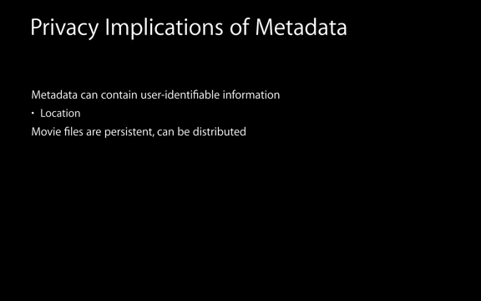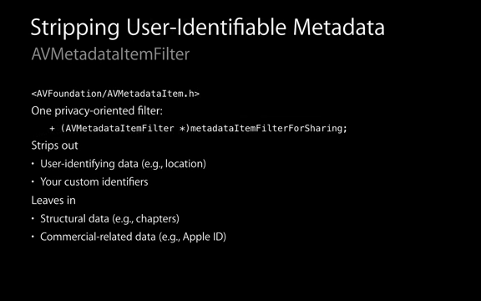So we've given you a utility for that called AV Metadata Item Filter. Right now, there is only one filter that we make available, but it is geared towards privacy. It's the metadata item filter for sharing. And that'll strip out any of this sort of user identifying information that we're talking about. Location is only one example. But it'll also strip out anything it doesn't recognize because it doesn't know whether that might contain user identifiable information. So that includes any metadata that uses identifiers that you define yourself. It'll leave in some things like metadata that's important to the structure of the movie, and chapters are the best example of that. And also any commercial-related data like your Apple ID.